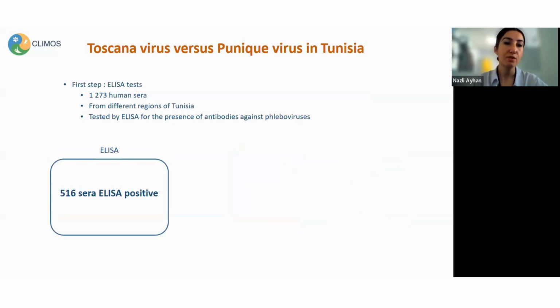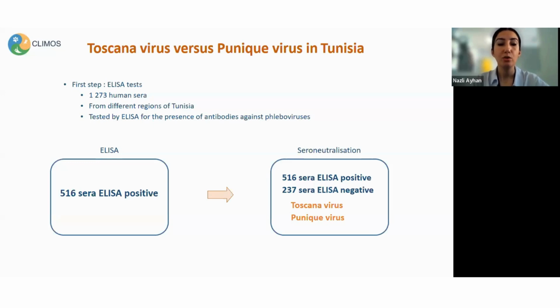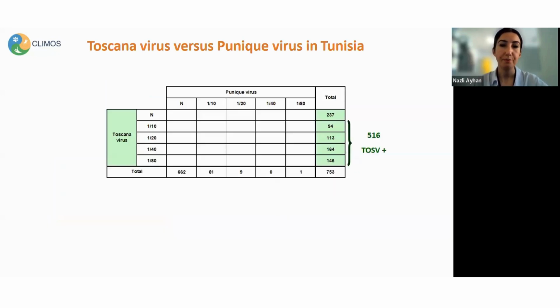In this study, 1,273 human sera were tested from different regions of Tunisia. With the ELISA test, we found that 516 sera were ELISA positive. Afterwards, we included these samples, also including some ELISA-negative samples, and performed a seroneutralization assay for Toscana and Punic virus. As a result, we saw that 516 were Toscana positive and 91 Punic positive.